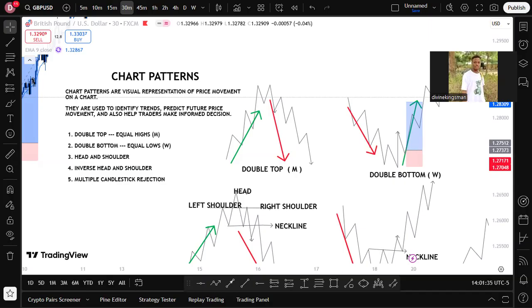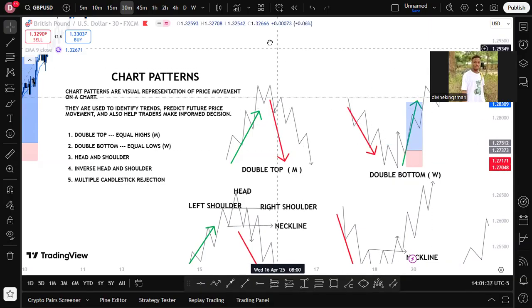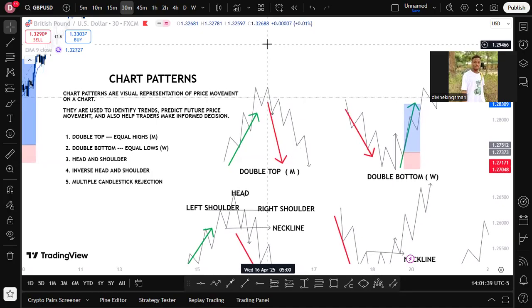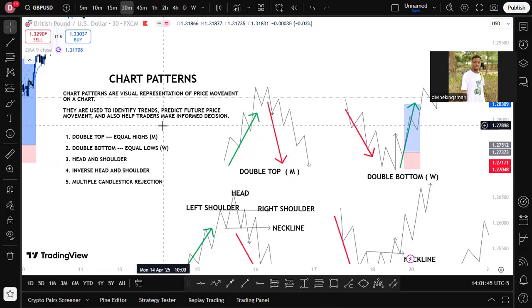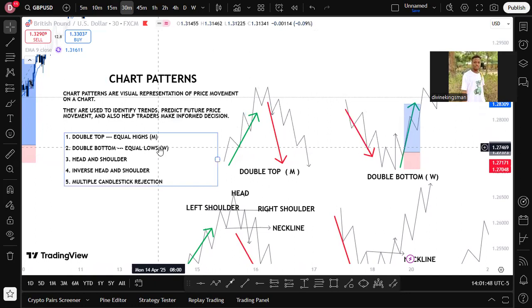Yesterday I didn't really show how the head and shoulder pattern looks. I showed the double top, double bottom, and the inverse head and shoulder, but I didn't show the main head and shoulder and the multiple candle rejection.